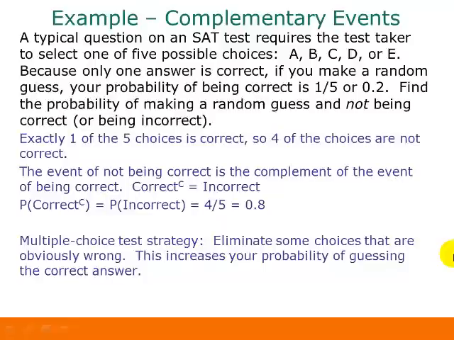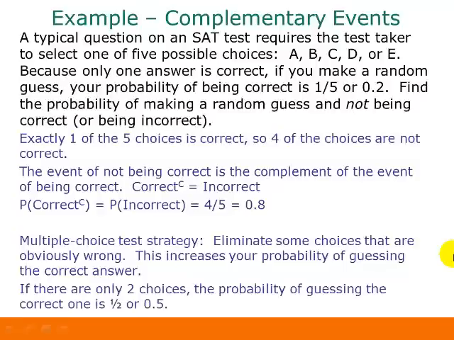Now, if you've ever heard about multiple choice test strategies, one of these is to eliminate some choices that are obviously wrong, because this increases your probability of guessing the correct answer if you have to guess. Because if there are only 2 choices, the probability of guessing the correct one is 1/2 or 0.5. So the probability of being correct in that case is 1/2. The probability of being incorrect is 1/2. So this increases your chances of being correct, and it decreases your chances of being incorrect.